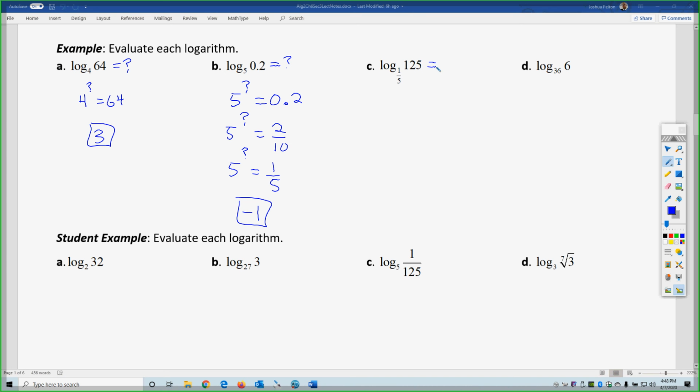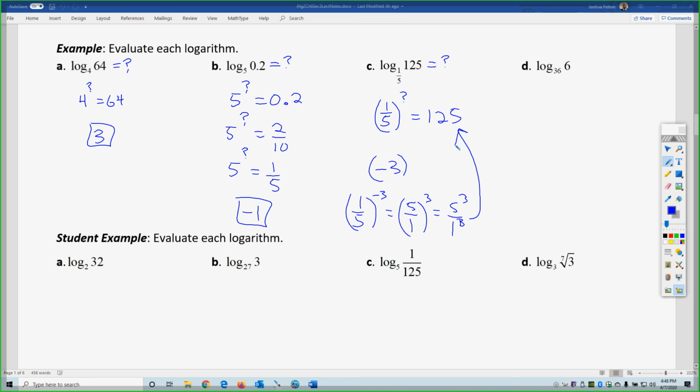That's how you reciprocate fractions, right? So next one, question mark. So this is 1/5 to the question mark equals 125. So I need to flip it over. So that's going to be negative, right? I also need to make it bigger. So 5 to what power is 125? -3. Because you think about it, 1/5 to the -3 is 5 over 1 to the third, which is 5 to the third and 1 to the third, which in fact is that. So that is our answer.